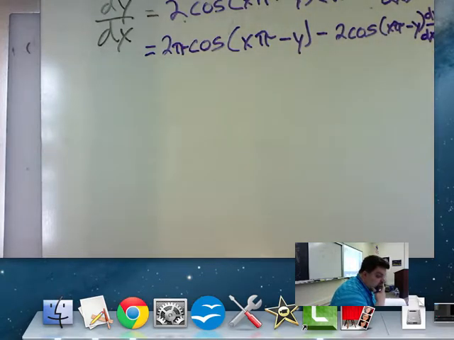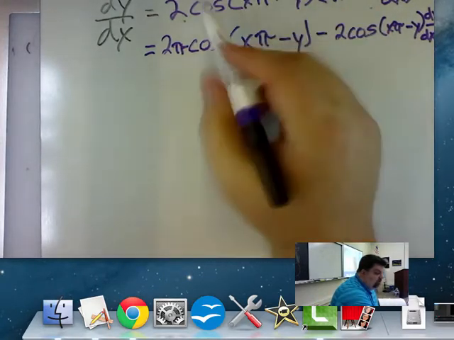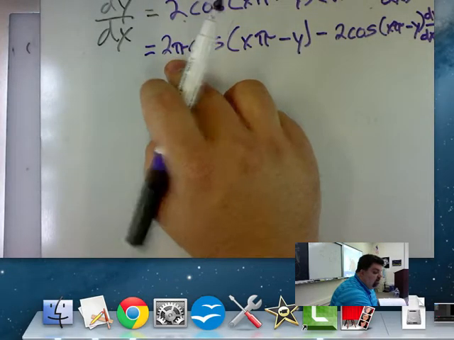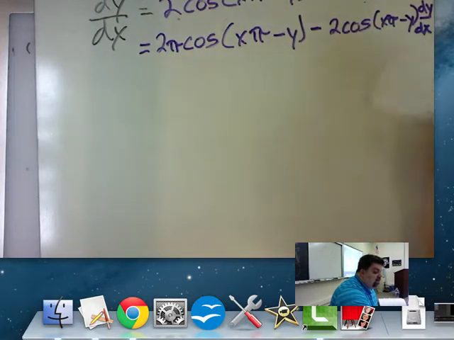Why do you have 2 pi cosine on the first one? Because I'm multiplying this by pi. And pi is technically a number, so I just tossed it to the front. And this one's negative dy dx, so I put the negative in the front and then just tacked on the dy dx on the other side.